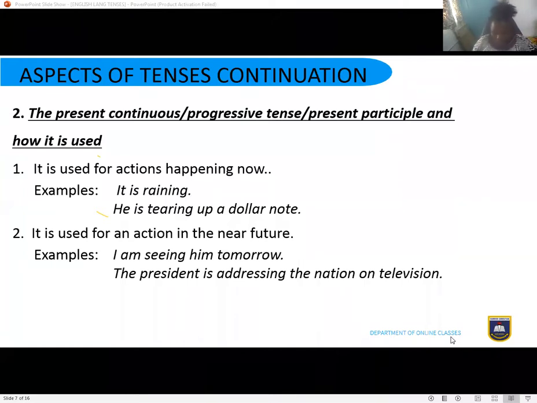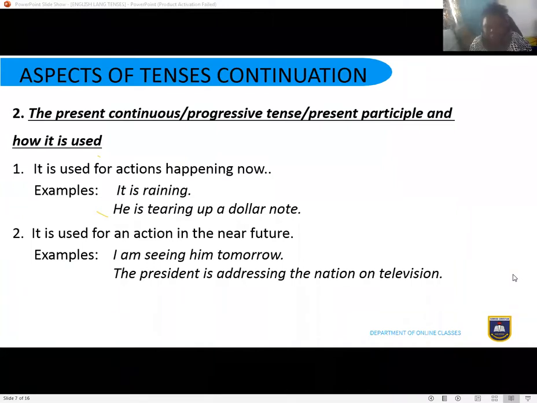Just a minute. Now, the present continuous tense or the progressive tense is used to show. I can't hear you. Can you hear me now? Yes. Okay.